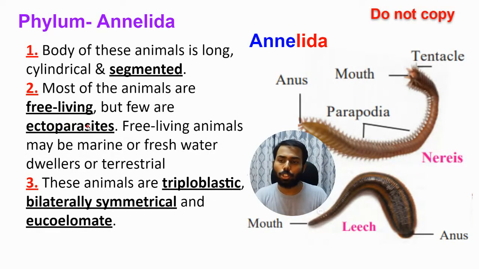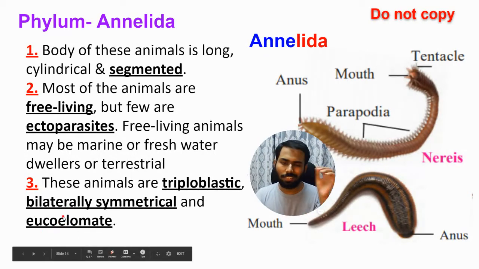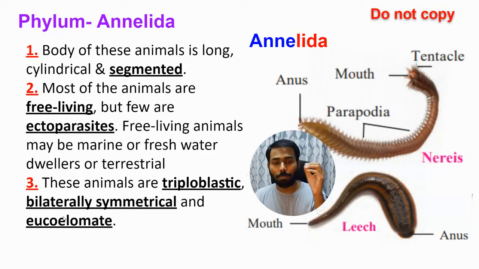So some of them are ectoparasites. फ्री लिविंग एनिमल्स में भी मरीन यानी सी वाटर में मिल सकते हैं, फ्रेश वाटर यानी लेक्स और रिवर्स में भी मिल सकते हैं, और they could be terrestrial, लैंड पे भी मिल सकते हैं. These animals are triploblastic यानी तीनों लेयर्स प्रेजेंट है, एंडोडर्म, एक्टोडर्म, मेसोडर्म. Bilaterally symmetric यानी बीच में से वर्टिकली कट करोगे तो लेफ्ट एंड राइट साइड विल बी मिरर इमेजेस ऑफ ईच अदर. It is eucoelomate. Eucoelomate means it's definitely coelomate. Eu यानी definitely surely. So eucoelomate means there will be some empty space. There will be some body cavity inside the body of these animals.